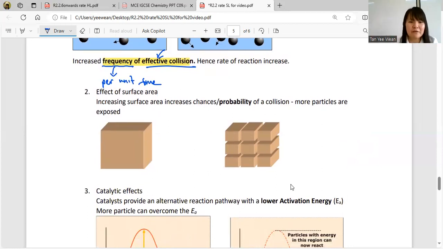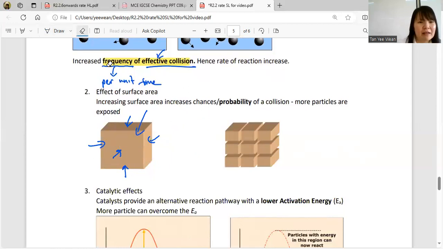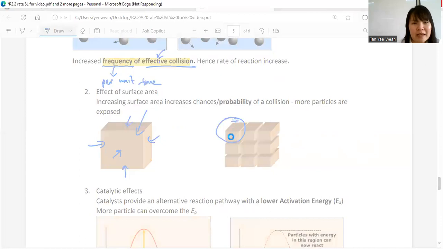If it's a big chunk of reactant or catalyst, like this big chunk, there are only 6 chances that they will collide with each other, which are the 6 faces here: 1, 2, 3, 4, 5, and 6 from the back. So 6 surfaces. But if I grind my reactants to powder form, or grind my catalyst to powder form, then each of these cubes will have 6 chances. So there's more probability that they're going to collide with each other. So it increases the probability of them colliding with each other.